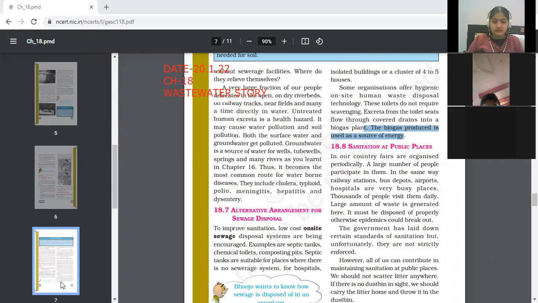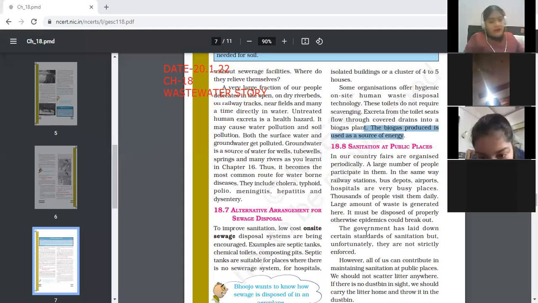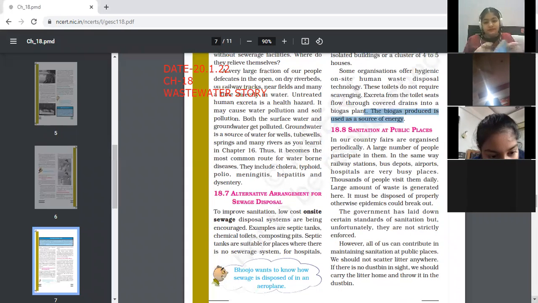Sanitation at public places. In our country, fairs are organized periodically. A large number of people participate in them. In the same way, railway stations, bus depots, airports and hospitals are very busy places. Thousands of people visit them daily. A large amount of waste is generated here. It must be disposed of properly, otherwise epidemics could break out. The government has laid down certain standards of sanitation, but unfortunately they are not strictly enforced.